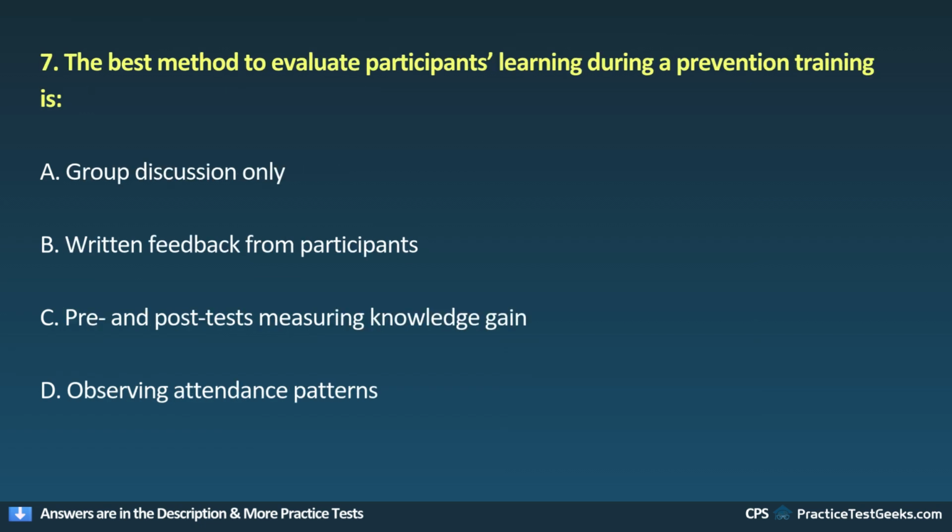7. The best method to evaluate participants' learning during a prevention training is A. Group discussion only. B. Written feedback from participants. C. Pre- and post-tests measuring knowledge gain. D. Observing attendance patterns.